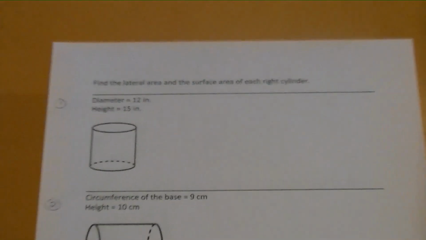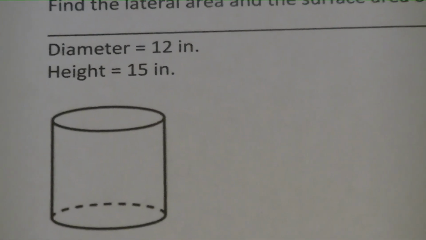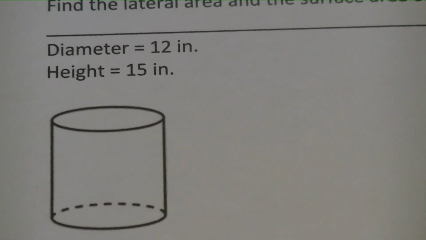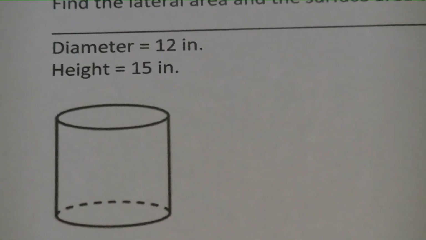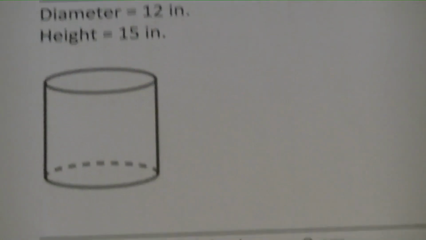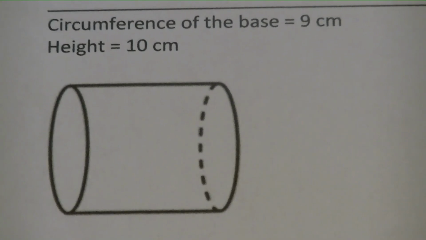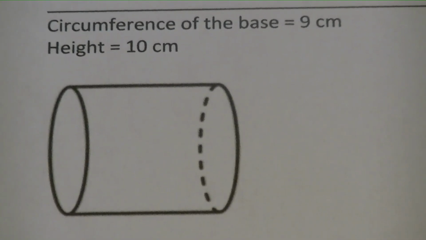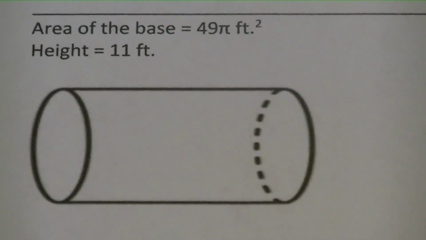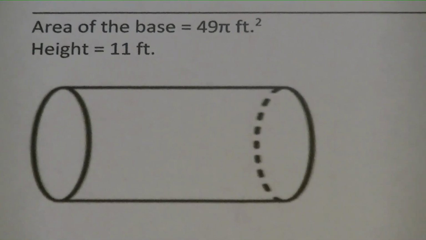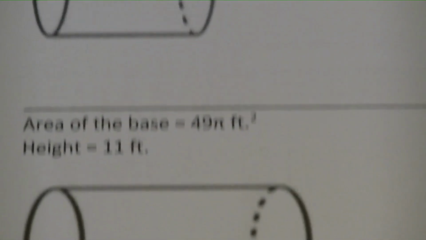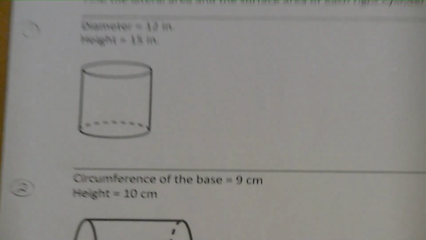So the first one, diameter 12 inches, height 15 inches. You can pause there if you need to. Second one, the circumference of the base is 9 centimeters, height is 10 centimeters. Last one, area of the base, 49 pi feet squared, and the height is 11 feet. All right, can you get the lateral and surface area of each one?